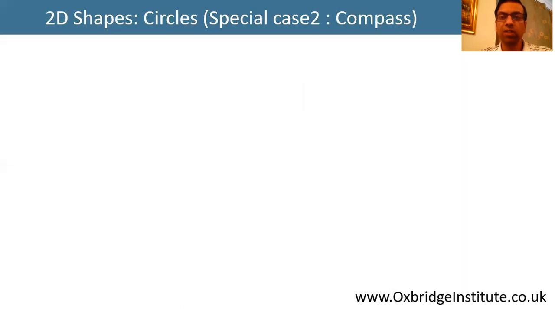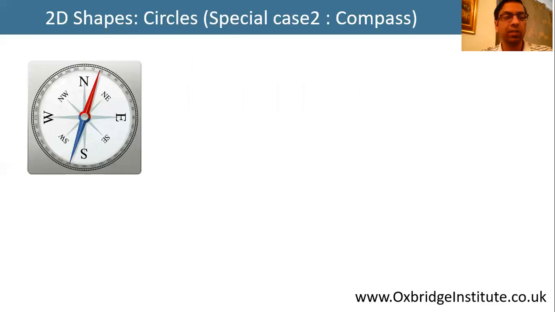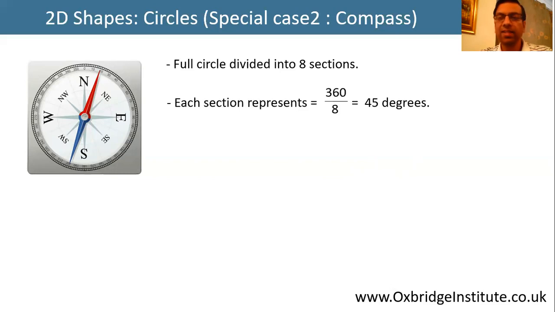But for now, let's move on to the special case 2, which is a compass. This is a photo of a compass. I'm sure you must have come across this during your studies. Here, the full circle is divided into 8 sections, that is north, south, east, west, the northeast, southeast, southwest, and northwest. Here, each section represents 360 by 8 is equal to 45 degrees.